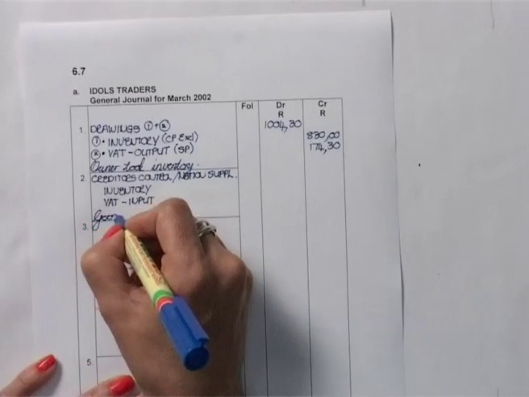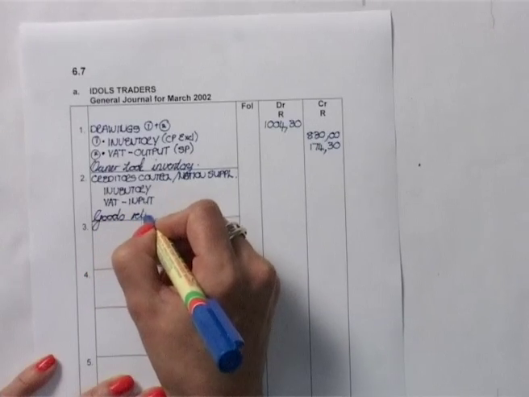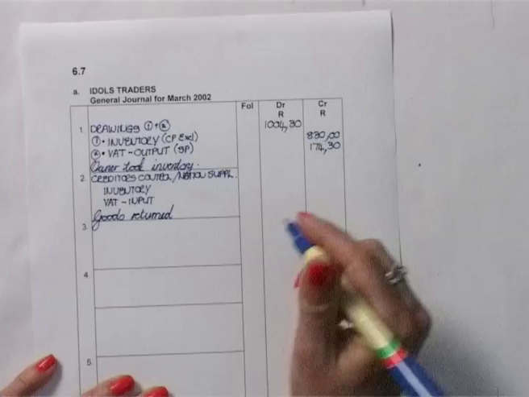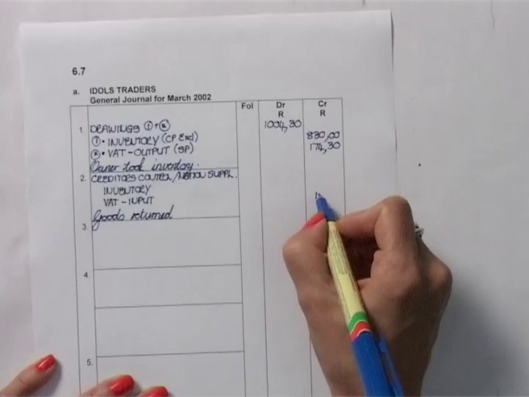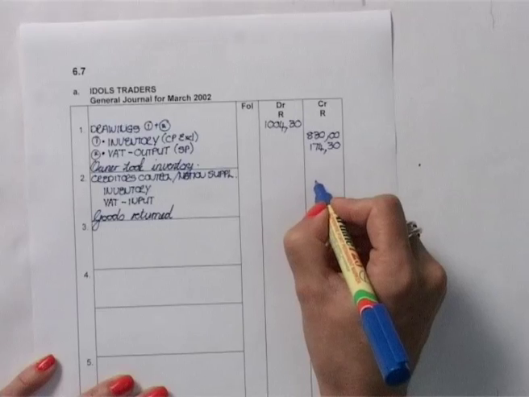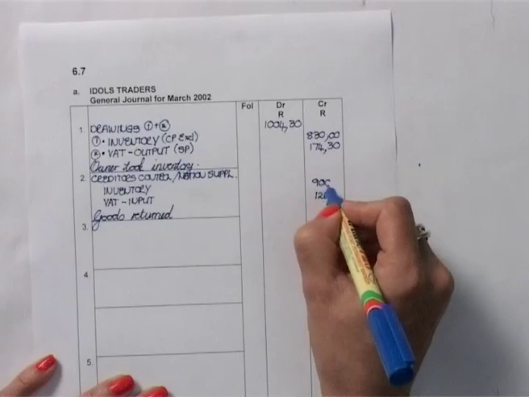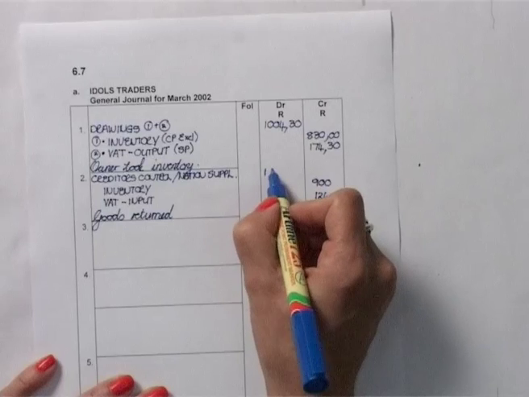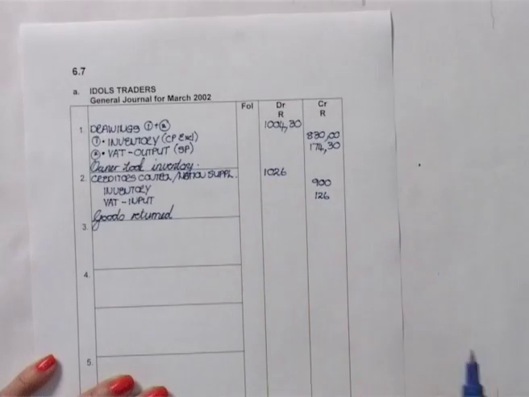So this is goods returned. My VAT input amount was calculated as 126 Rand. Cost price excluding was provided as 900, and therefore my creditor will decrease with the full amount including VAT.